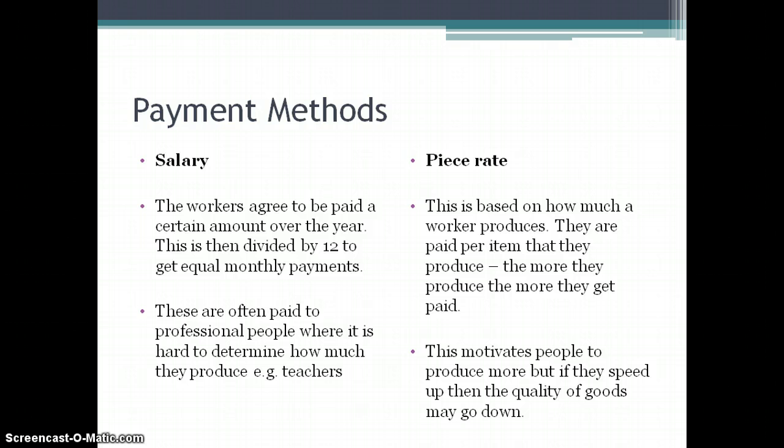The fourth way then is piece rate. This is based on how much a worker produces. Now, time rate was based on time, how much time you spend at work. Piece rate is based on the number of items you produce while you're at work. So the more you produce, the more you get paid.